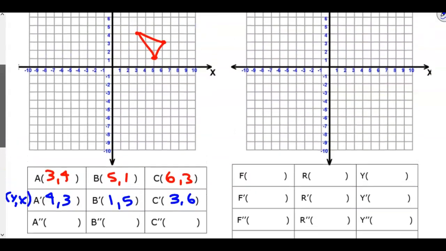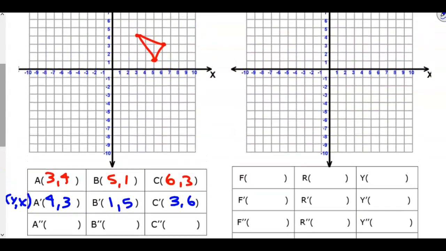Once you write those points, let's plot them, okay? So (4, 3), (1, 5), (3, 6). That looks like a bow tie. Get it down. So you got your original triangle, and then you got your first transformation, which is called the second step, if you want to call it that.